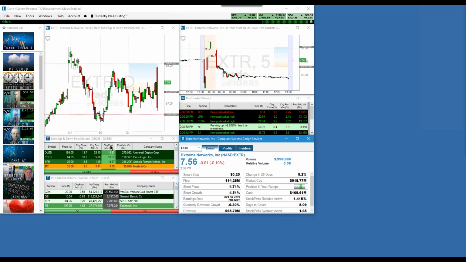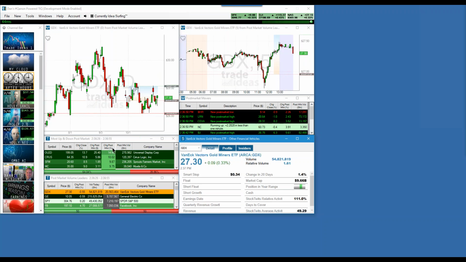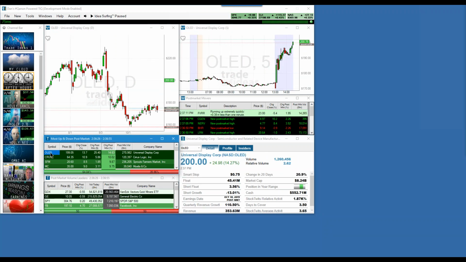Notice this, ladies and gentlemen, this is a unique data point. One of the big differentiators of our technology is that we create and maintain unique data points. This is the change post-market. In other words, we clock the close, and then we're tracking it post-market. And here your OLED is doing something post-market. Would you like to know why?